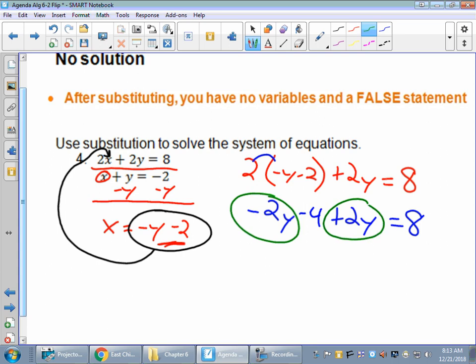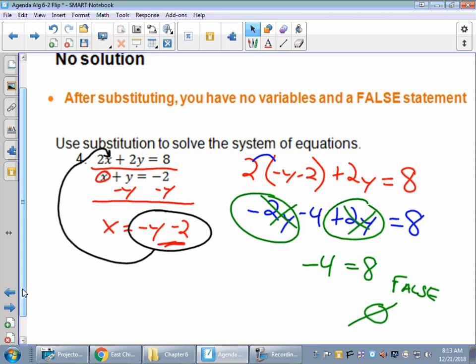Okay, so in this situation, the y's are going to cancel out, as you can see. When you combine like terms, you have a positive 2y and a negative 2y. Those cancel out, so you're left with negative 4 equals 8. Well, that's not true. That's a false statement. So when you have no variables in a false statement, then we would say no solution. So that was the other chance you could get. You could have one solution, infinitely many, or no solutions. And here, they would be parallel lines. They would never cross.